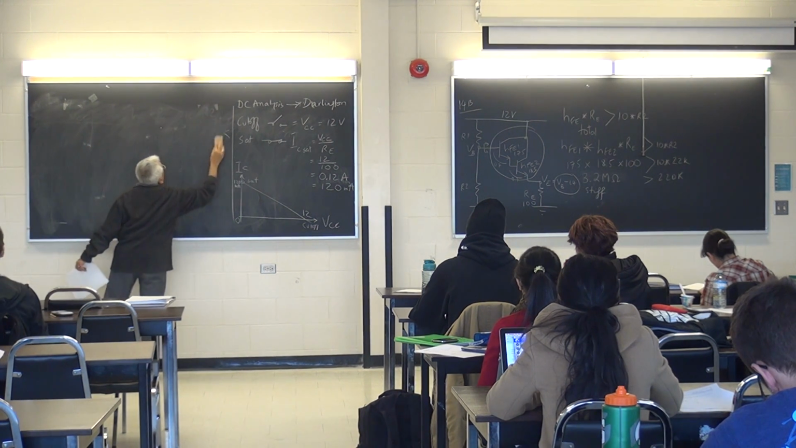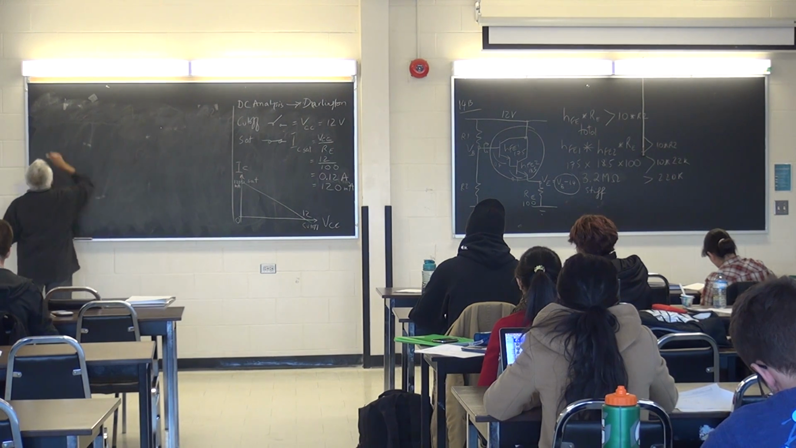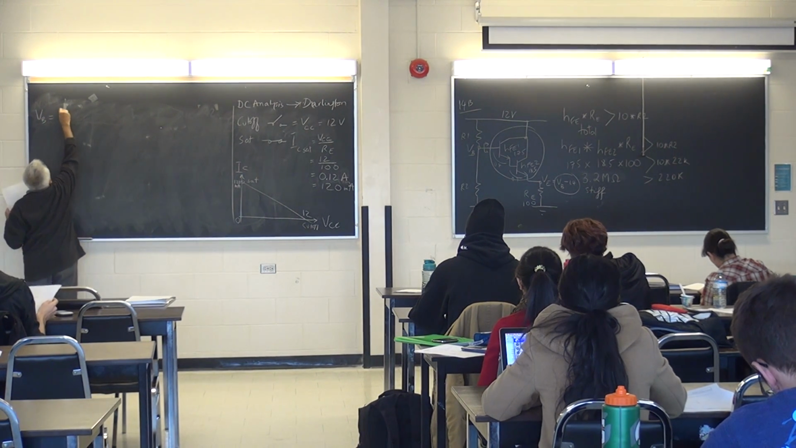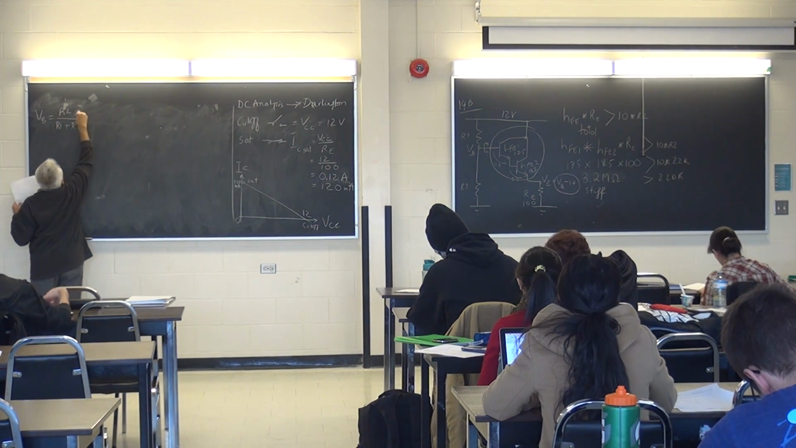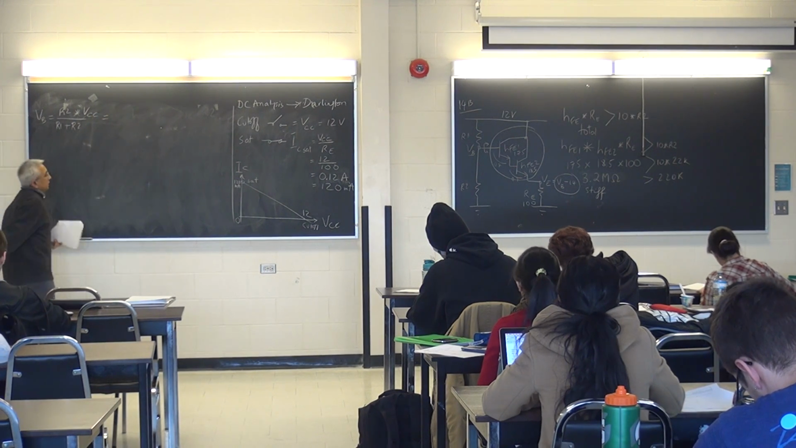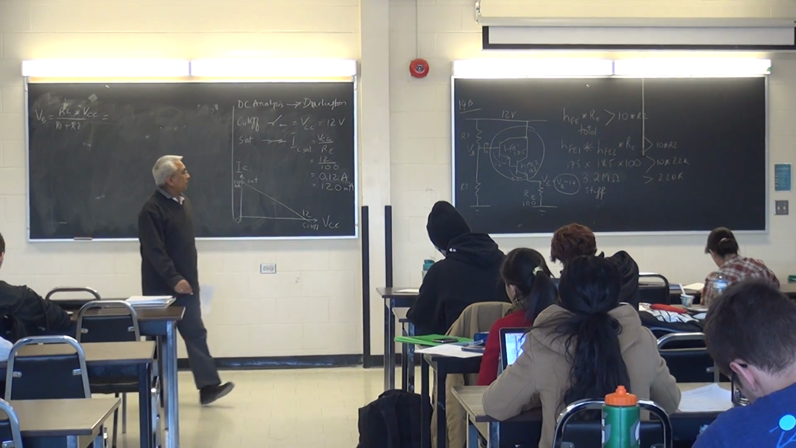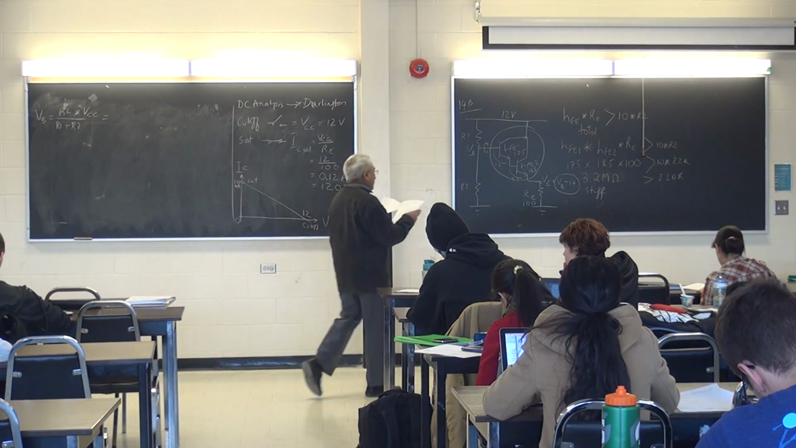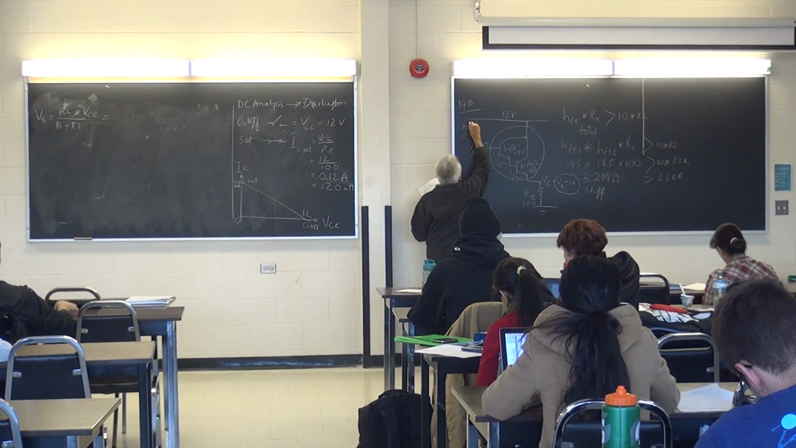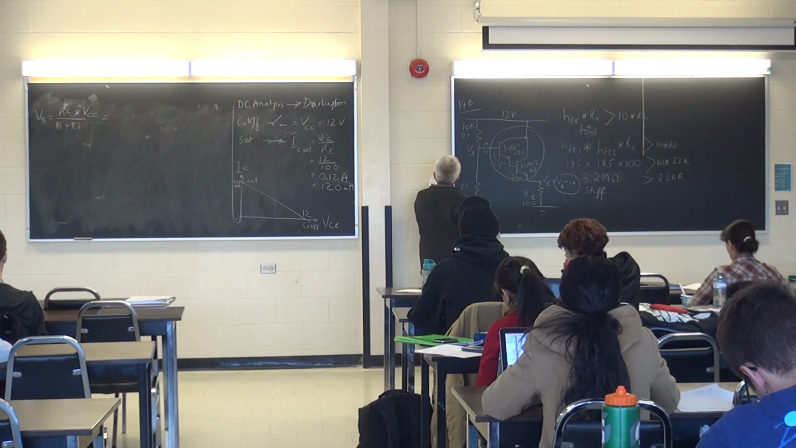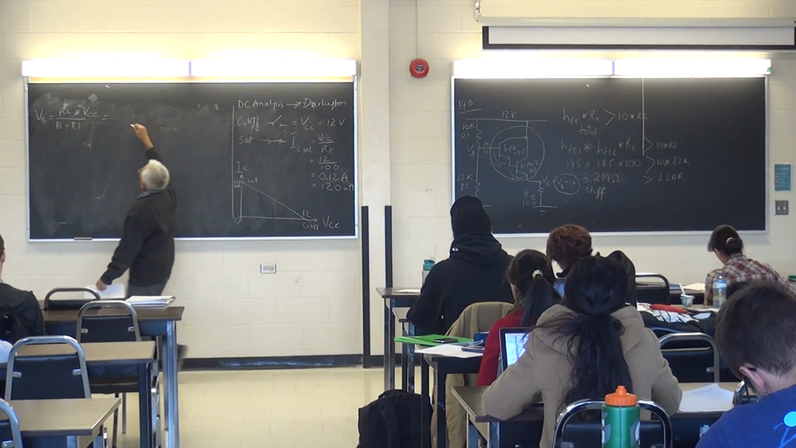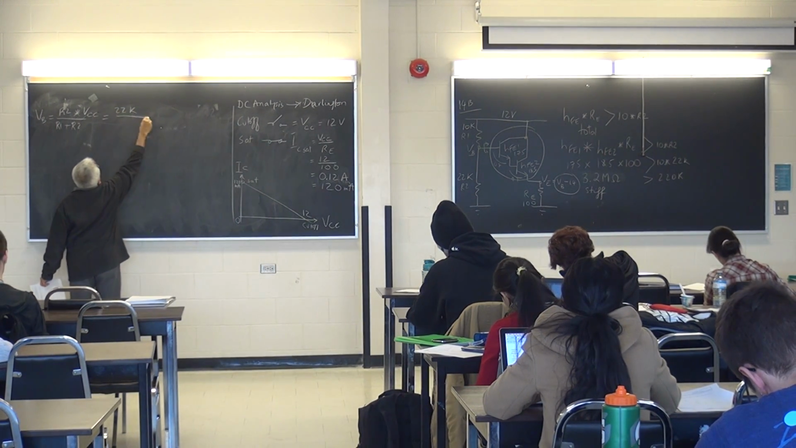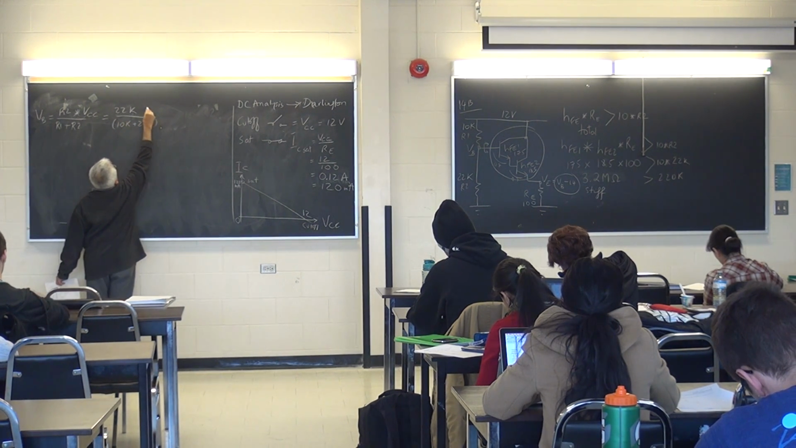VB. VB is R2 over R1 plus R2 times VCC. Voltage divider. R1, 10K. R2, how much? 22K. Here we go. 22K over 10K plus 22K times 12 volts.